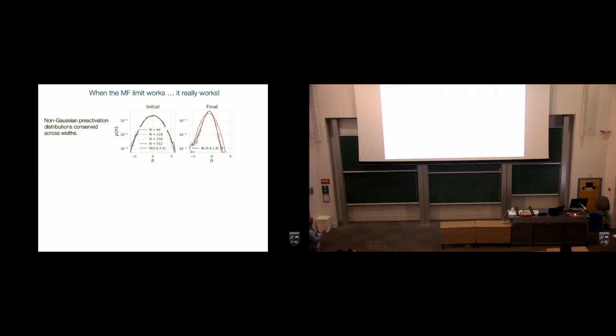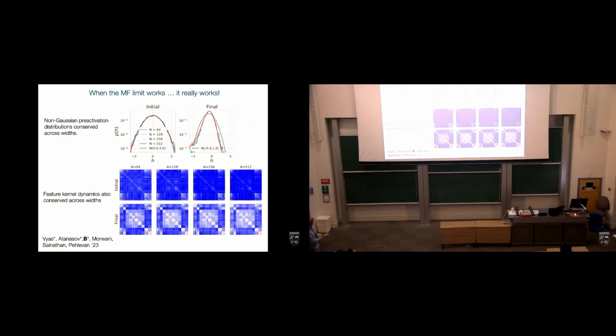So this is the ResNet setting. So this mean field density at initialization should be Gaussian. After training, it doesn't have to be Gaussian, but the things should be consistent across widths, and that's exactly what you see. And the kernels are also very consistent across model sizes. So the kernels go from this initial thing to some final configuration, and across a bunch of different model sizes, the final kernels are very similar.